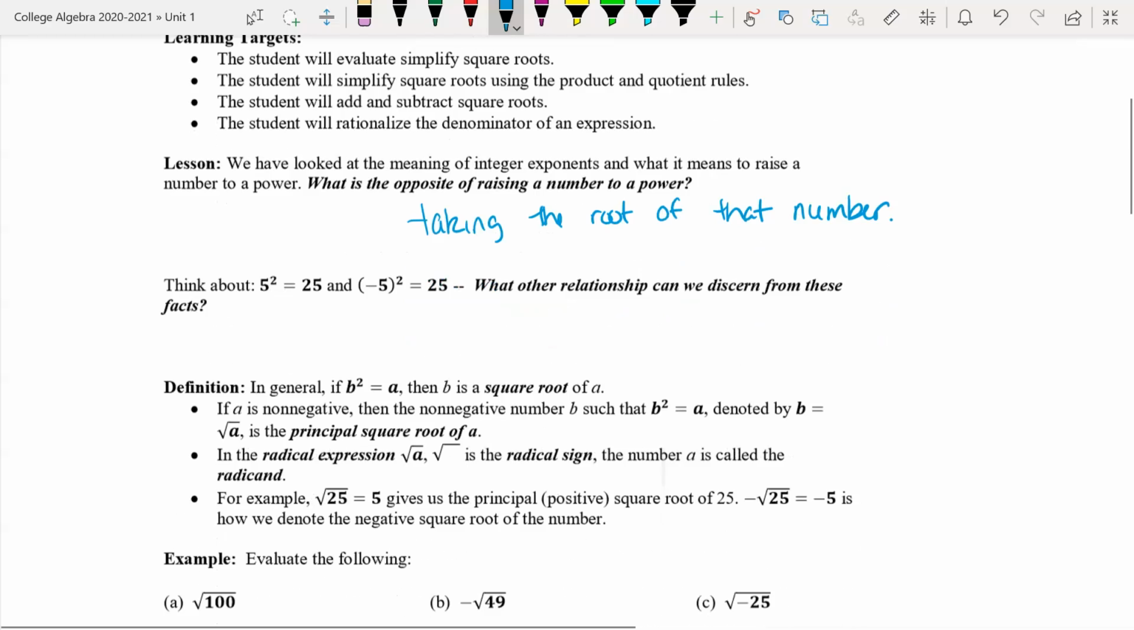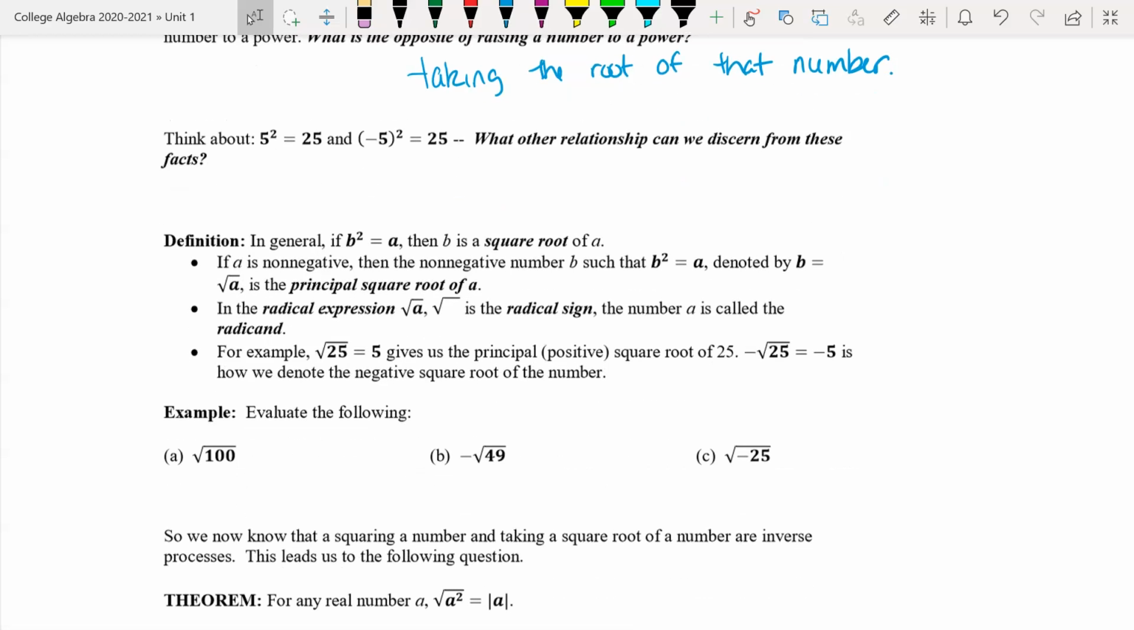Alright, so the big thing is, in general, if b squared equals a, then b is a square root of a. If a is non-negative, then a non-negative number b such that b squared equals a, denoted by b equals the square root of a, is the principal square root of a. And we're going to talk about some special cases.